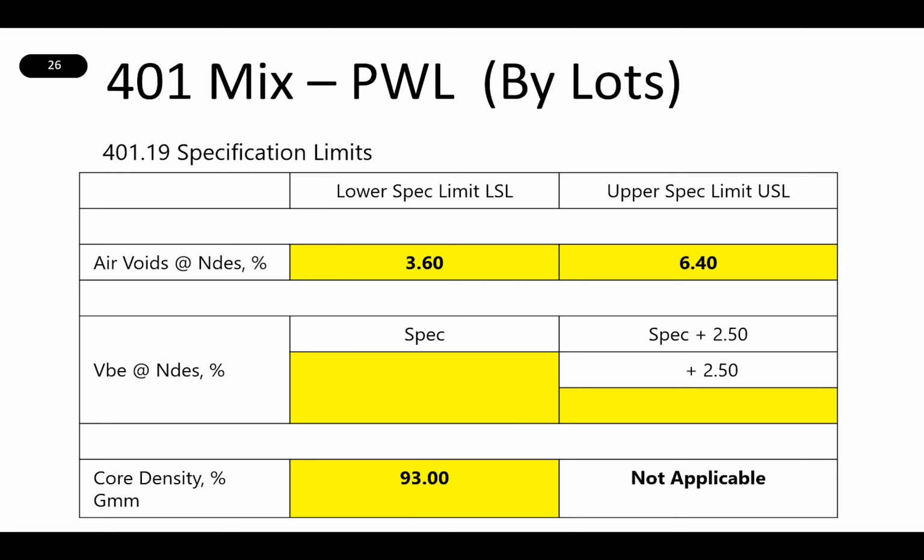VBE is a little different. Remember before we looked, it's spec minimum and spec plus 2.5. So for example, if we're looking at 9.5 millimeter, the spec minimum would be 11%. So the lower spec limit would be 11 and the upper spec limit would be 13.5. And with density, we are only concerned about a lower spec limit, which in this case is 93.